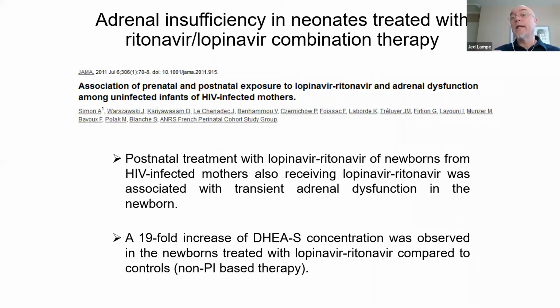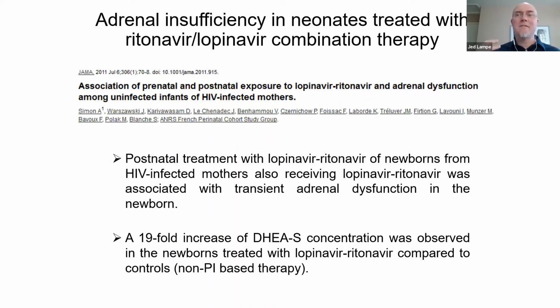Another group looking at use of these drugs in this population noted that postnatal treatment with lopinavir and ritonavir of newborns from HIV-infected mothers also receiving the lopinavir-ritonavir combination was associated with transient adrenal dysfunction in the newborn, and a 19-fold increase of DHEAS concentration was observed in these newborns.